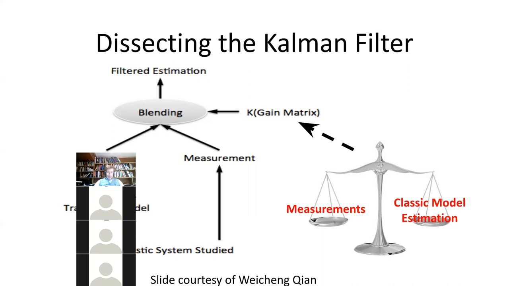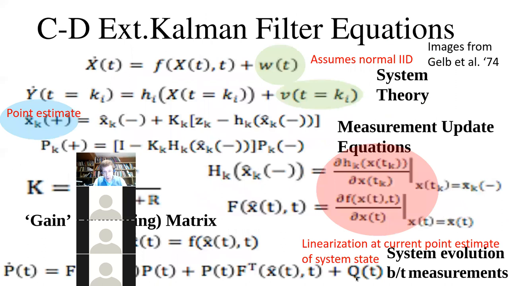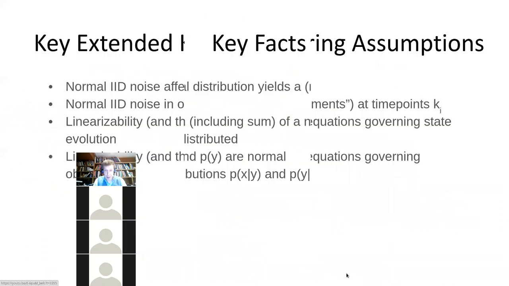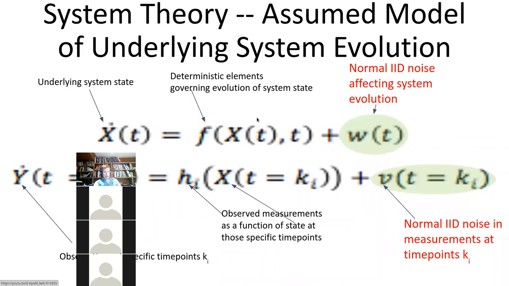By contrast, if it's been a really long time since we've seen a measurement, in our equations, the Q of T will have really accumulated. It's like we've walked a long period of time without opening our eyes. We're really hungry for a good measurement. And many measurements will improve, will make us less uncertain. So this gain matrix is what balances between the two over time.